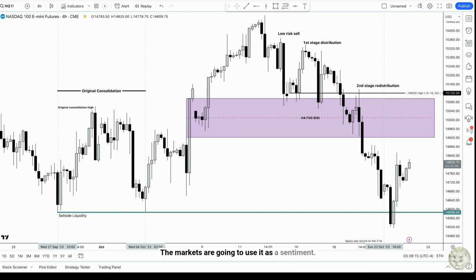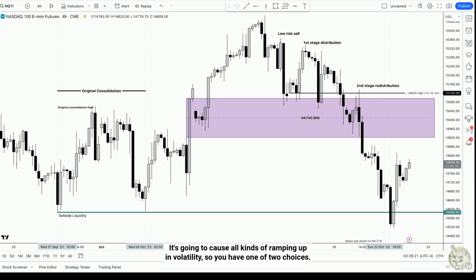The markets are going to use it as a sentiment. It's going to cause all kinds of ramping up in volatility. So you have one of two choices. Don't trade at all or learn how to navigate it. And I'm teaching you how to navigate it.